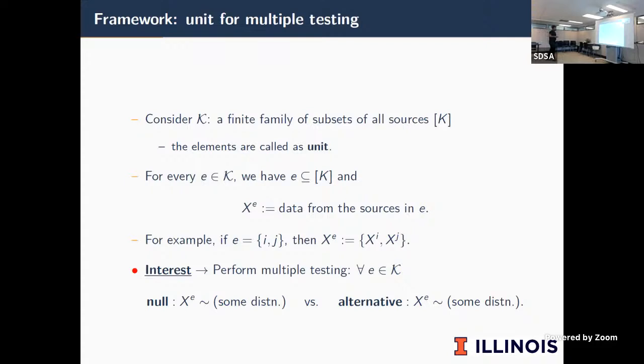So let's say we consider script K to be a finite family of subsets of all sources. We call its elements units. For every unit E, let's say X_E is the data from sources in E. So for example, if E is (i, j), a pair of sources, then X_E is (X_i, X_j). The interest in both the problems is to perform multiple testing for all such units, whether X_E follows some distribution under the null, or alternatively, whether it follows some other distribution.